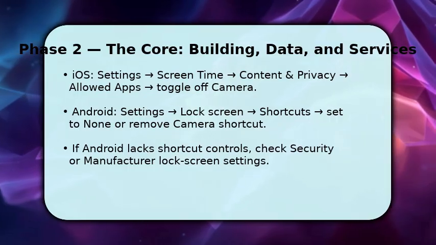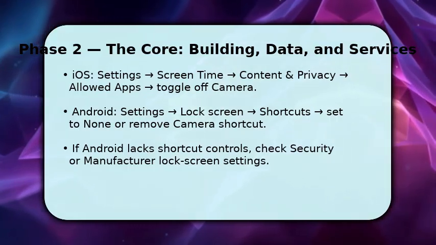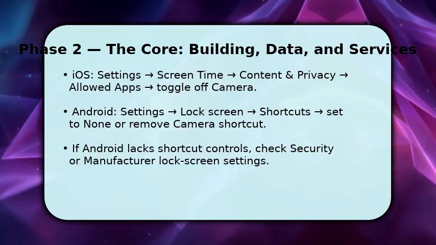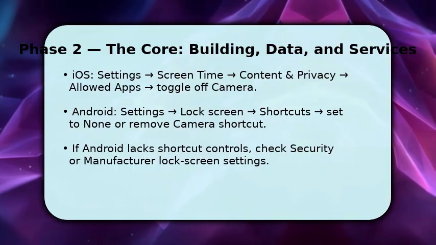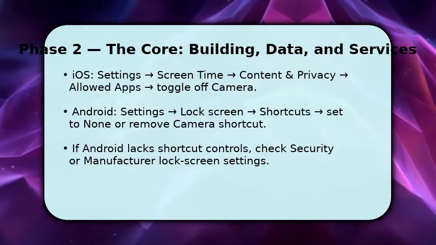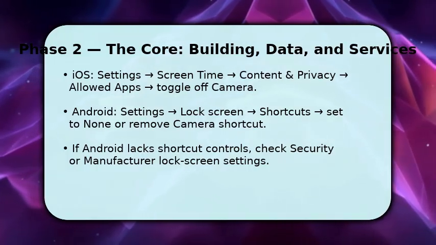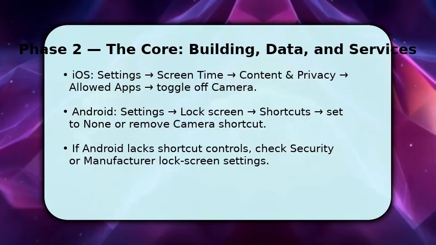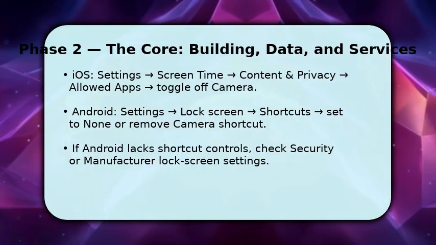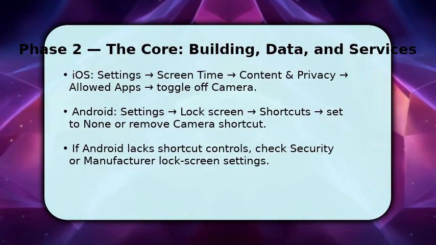Once that's done, make sure Screen Time passcode is set so others can't re-enable it. On Android, find Lock Screen Settings, change left/right shortcut to None or select a blank app. If your Android skin hides it, search Security or Manufacturer Lock Options and remove the camera shortcut there.